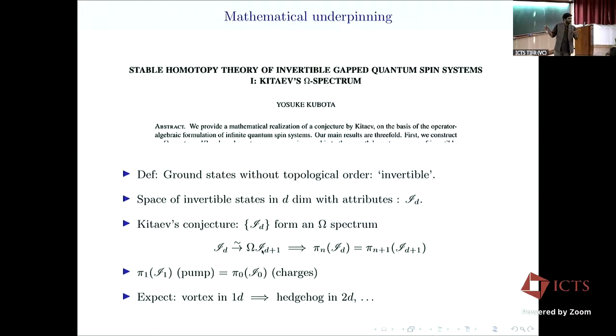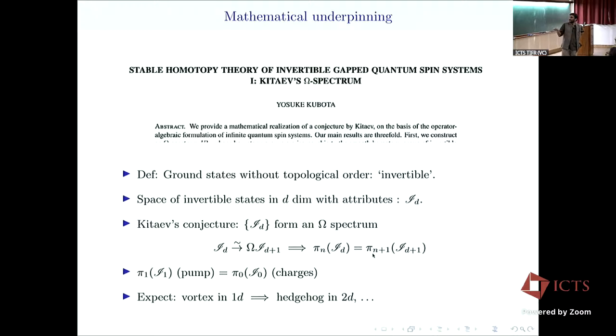So what does this tell me? The consequence of this particular phenomenon is that the homotopy groups of the space in D dimensions, the nth homotopy group pi_n of I_D, of the space of states in D dimensions, is exactly the same as the n plus 1th homotopy group for the higher dimensions.